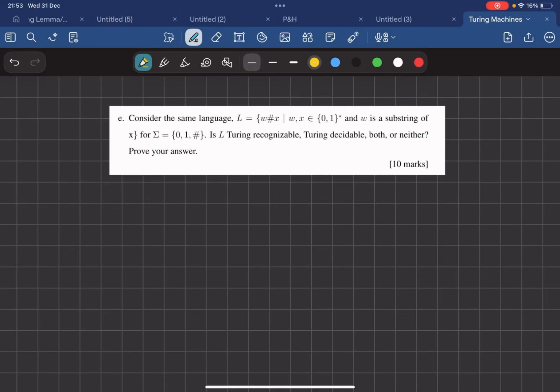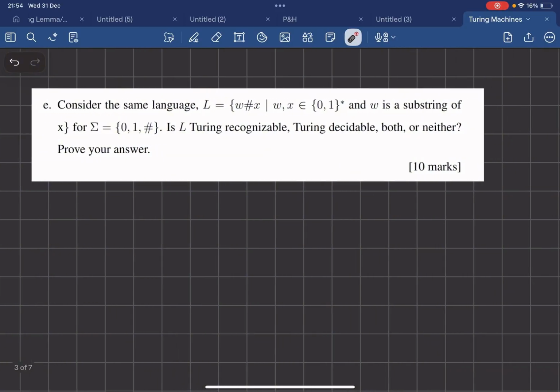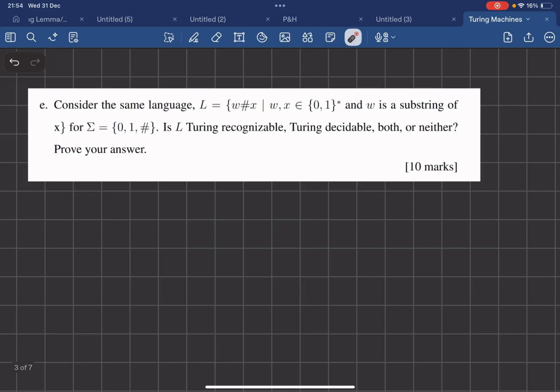Okay, next we're going to go over this question, which is a past paper one. So like before, we're given a language and we're asked to prove whether or not it's recognizable, decidable, both, or neither of those. So before we go on to what we should do, let's first understand what the language actually is.